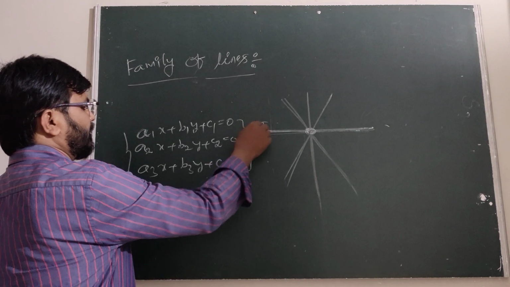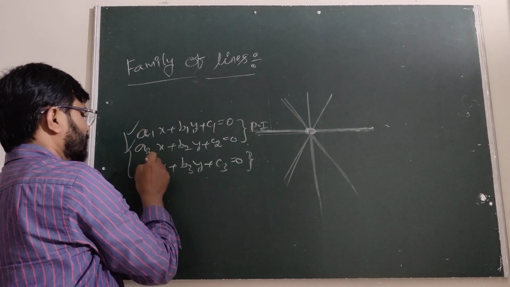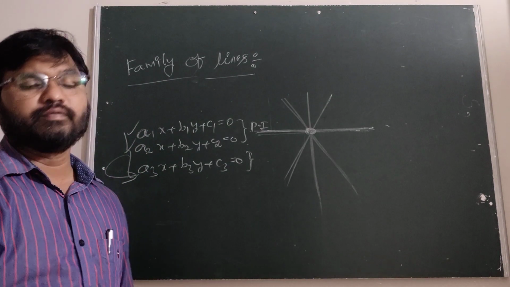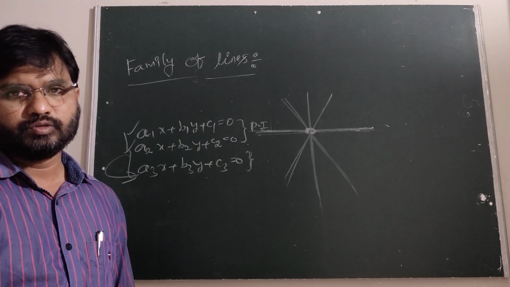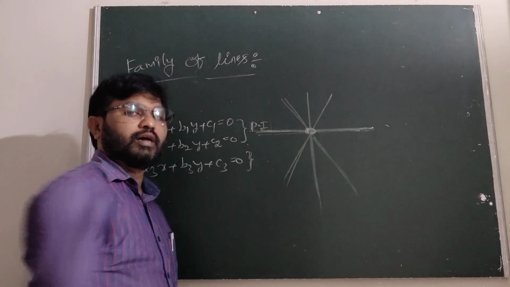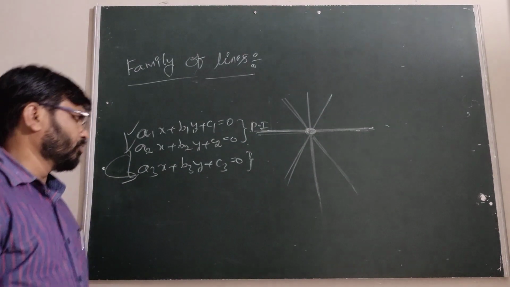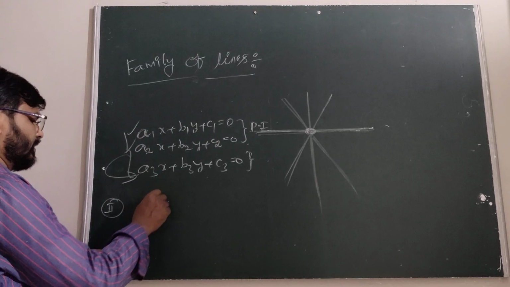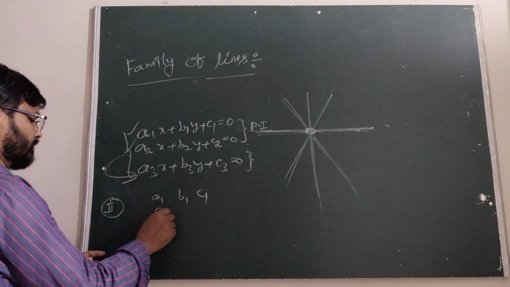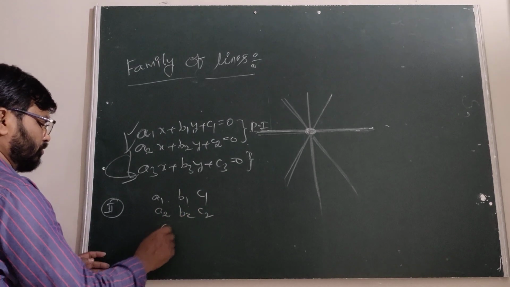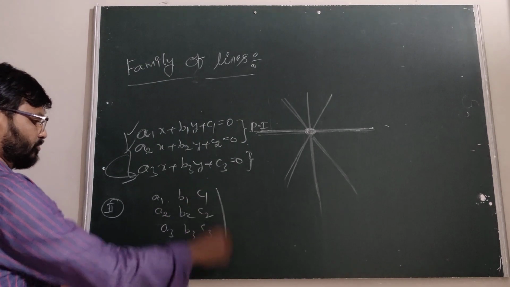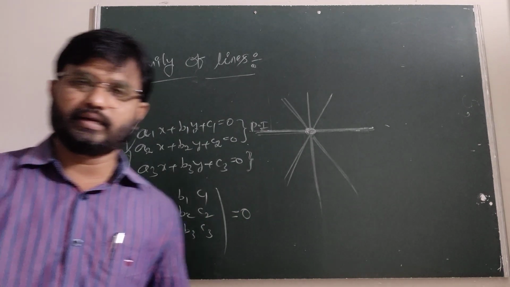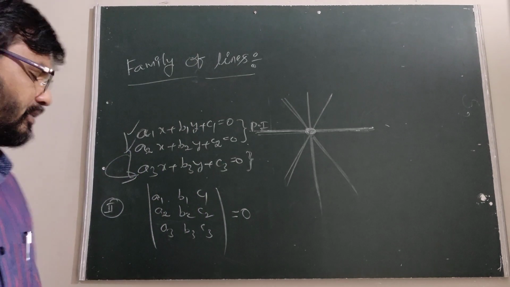First we find the point of intersection of the first two lines. Then substitute it in the third line. It will be satisfied. We can write the given 3 lines are concurrent. The point of intersection is the point of concurrence. That is method 1. Now method 2: when the determinant with rows a1 b1 c1, a2 b2 c2, a3 b3 c3, of order 3 by 3, is 0, the given lines are concurrent lines.